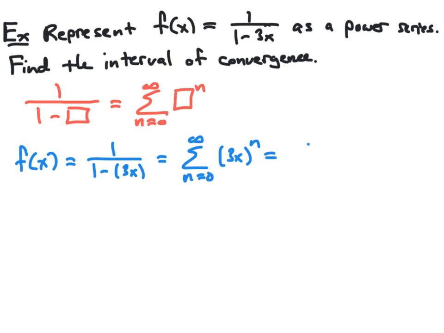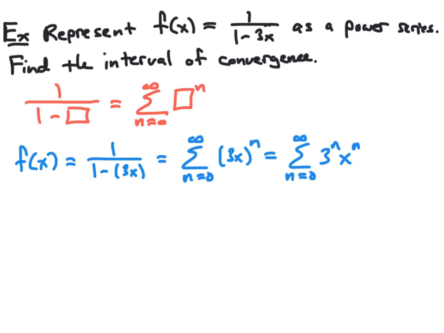If we wanted, we could then certainly expand this out and write this as the series from n equals 0 to infinity of 3 to the n, x to the n. And therefore, the coefficient of x to the n in this power series will be the constant 3 to the n. And this series is a power series representation for the function 1 over 1 minus 3x, which we found simply by manipulating the formula for the geometric series.